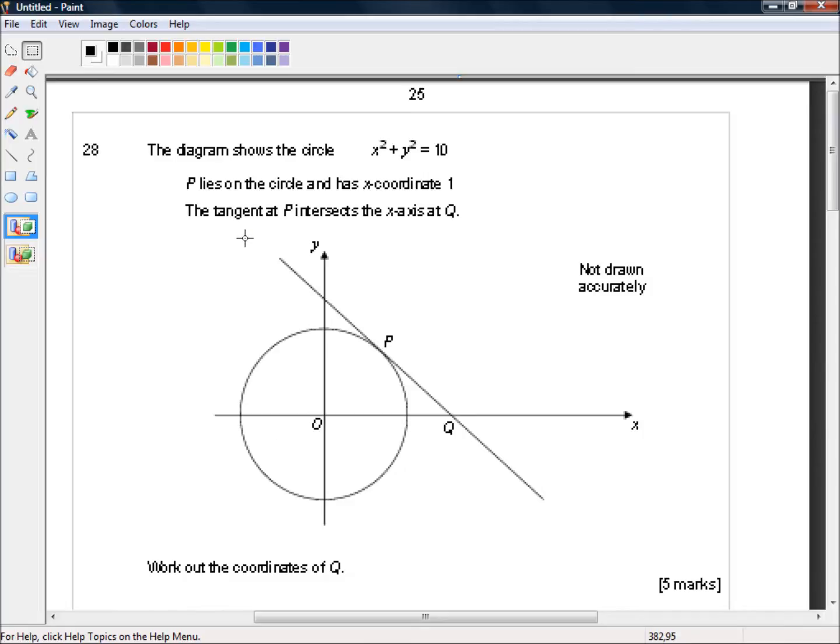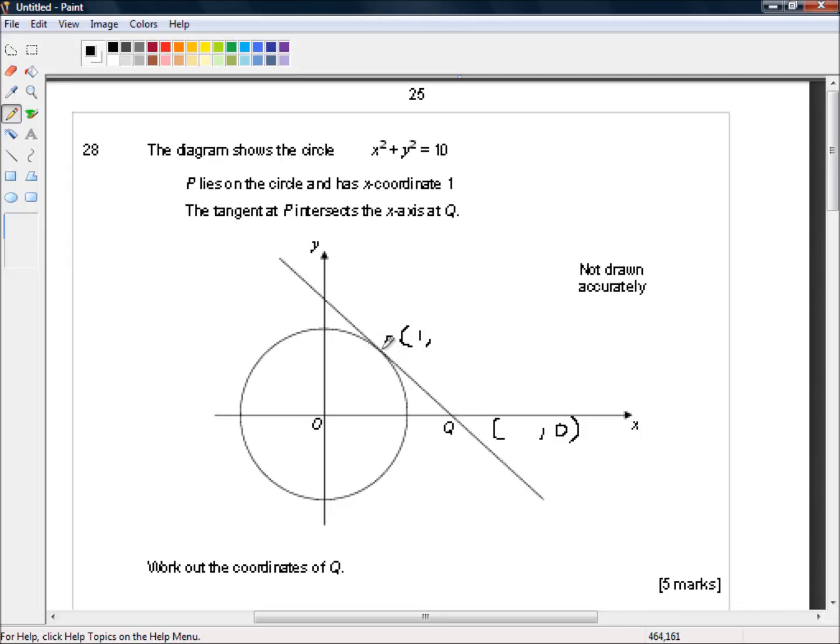Alright, so what do we know? We know P lies on this circle. We know Q has a y coordinate of 0, so we're halfway there already just by looking at the diagram. The y coordinate for Q is going to be 0 because it's right on the same line as the origin. And we know that the x coordinate for P is 1 because it says so in the question. So this is 1 comma something. We don't know the y coordinate of P.